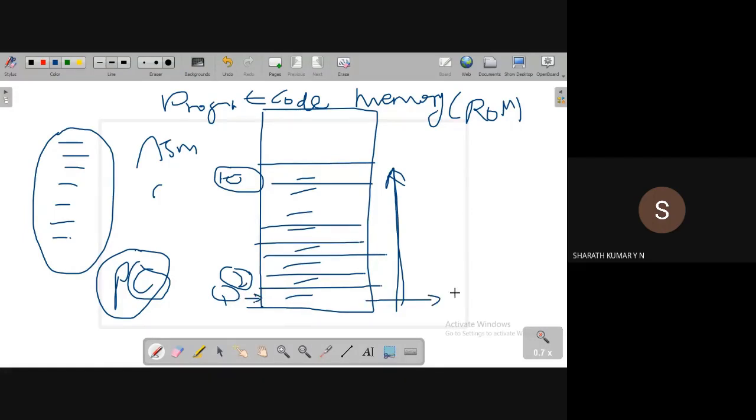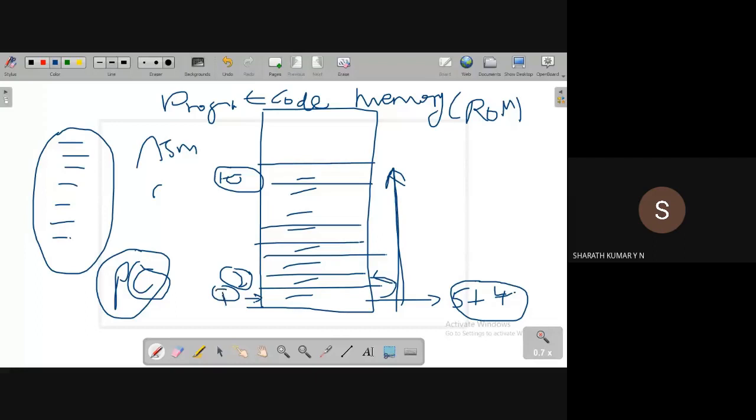Let us say the first instruction says add two numbers, 5 plus 4, some example. After executing this instruction, it will go to the next instruction. It has to jump to the next instruction. The next instruction is located in the next address. For example, I'll take one example.